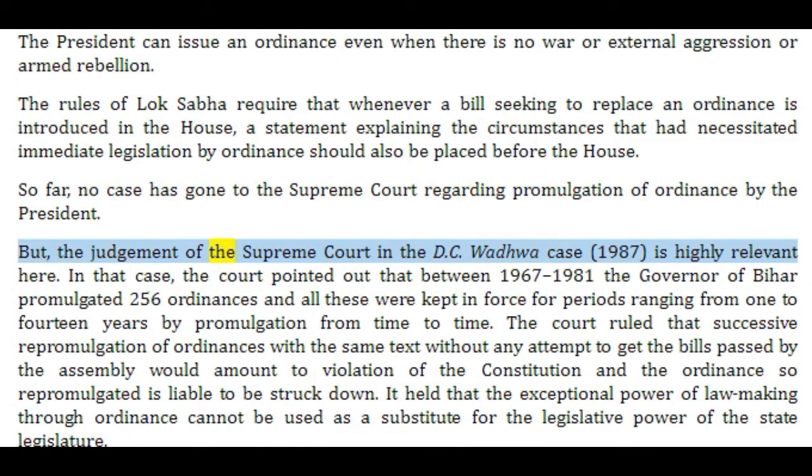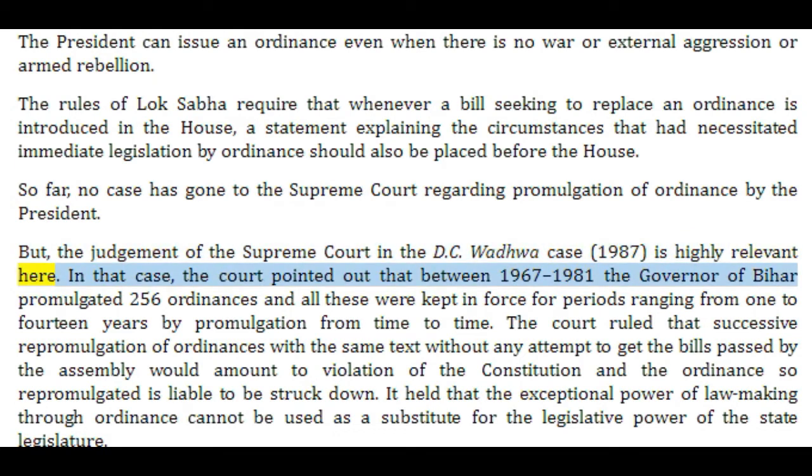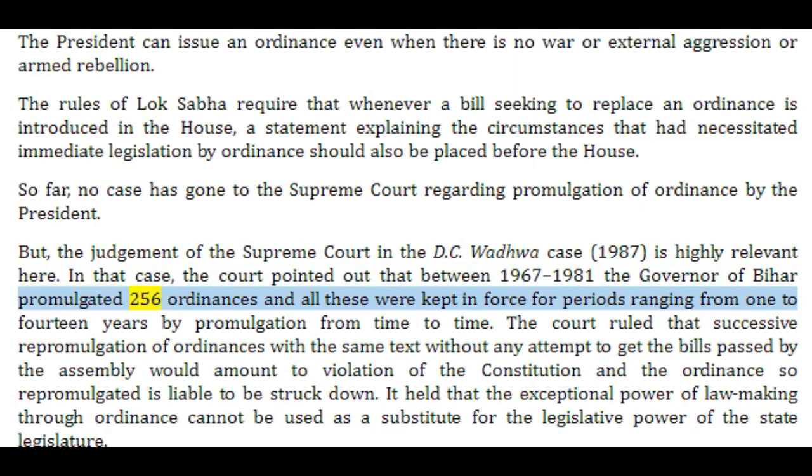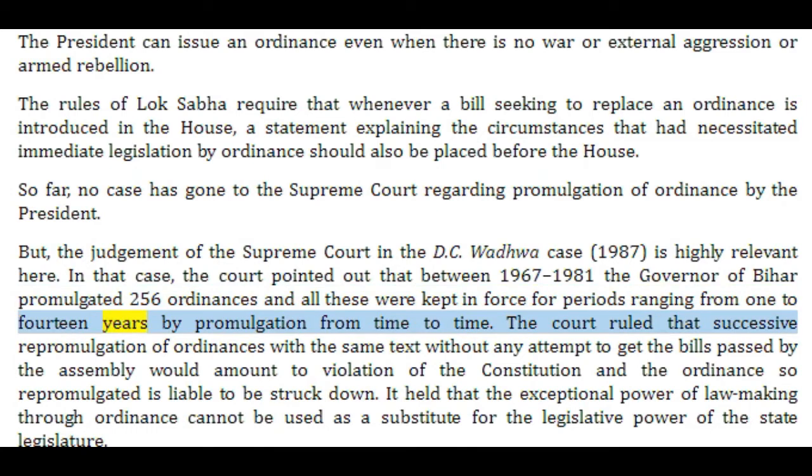But the judgment of the Supreme Court in the D.C. Wadhwa case, 1987, is highly relevant here. In that case, the court pointed out that between 1967 to 1981 the Governor of Bihar promulgated 256 ordinances, and all these were kept in force for periods ranging from 1 to 14 years by promulgation from time to time.